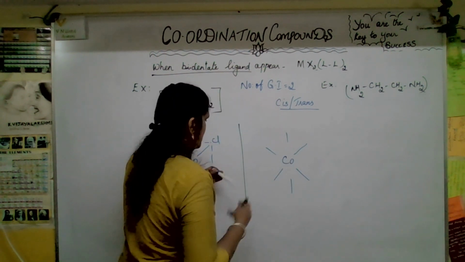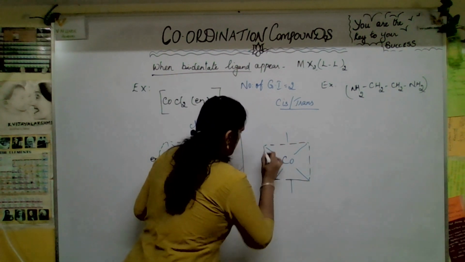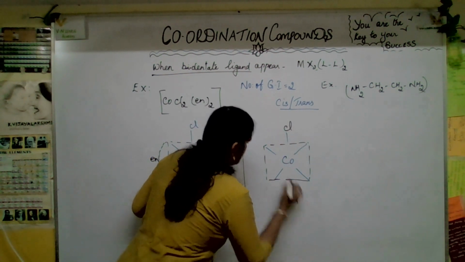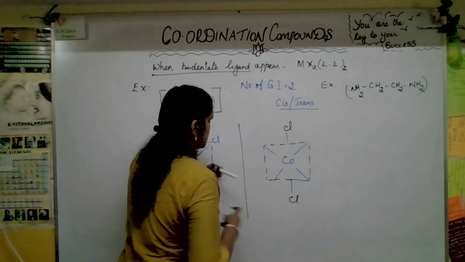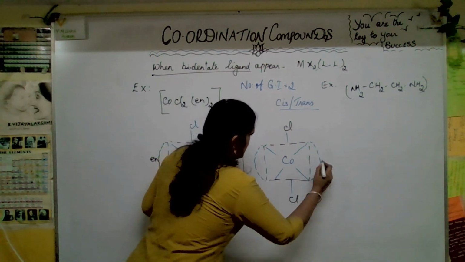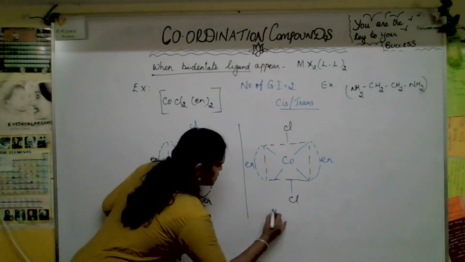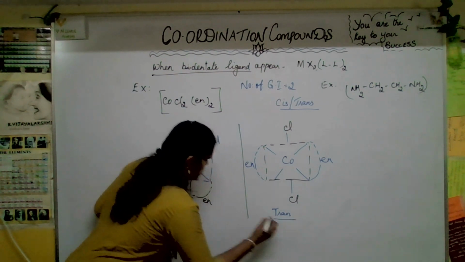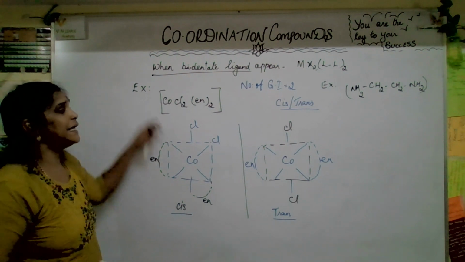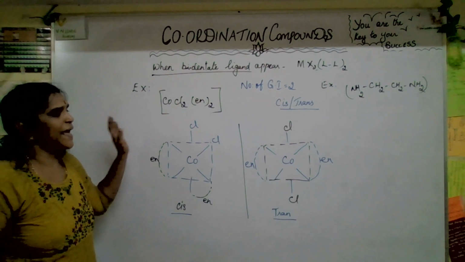Okay, now in this, Cl and then here Cl. This side, what is it? Ethylene diamine, en. So this is the trans isomer. This is the cis isomer and that is the trans isomer. Hope you're clear with geometrical isomers of all kinds of examples.